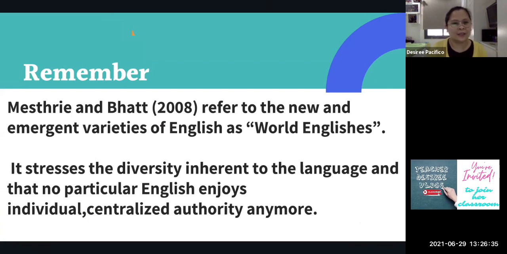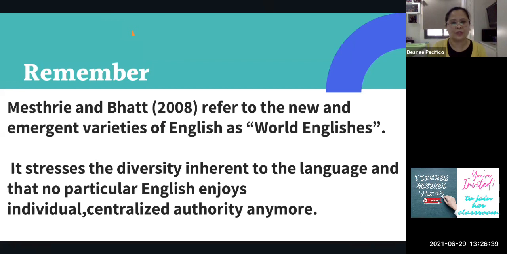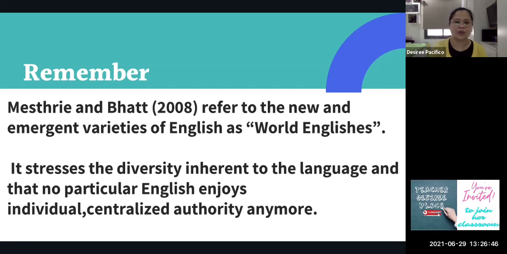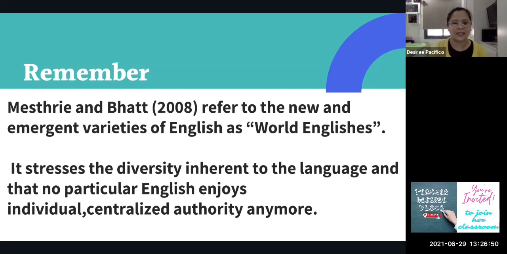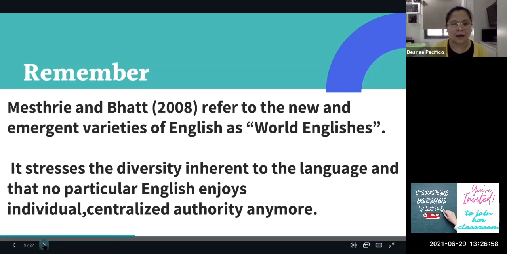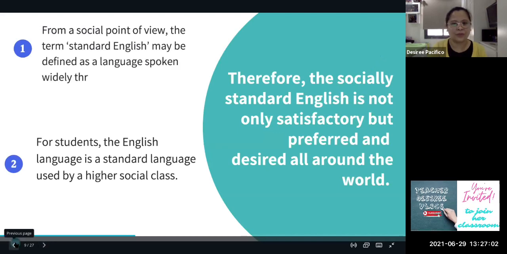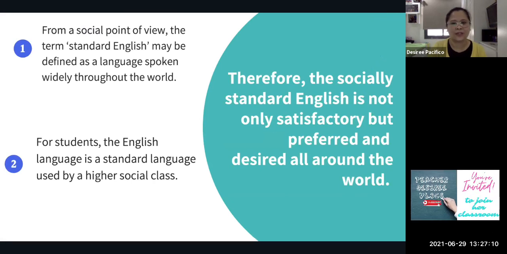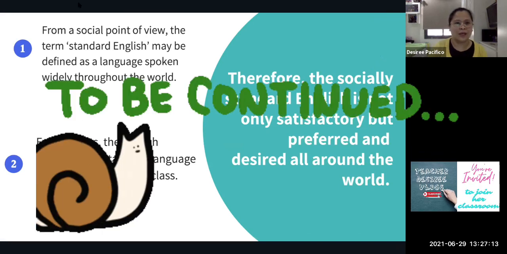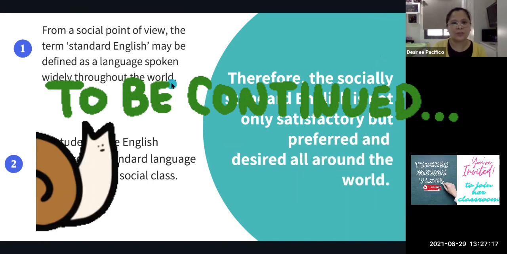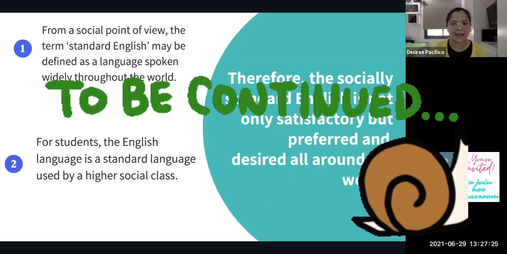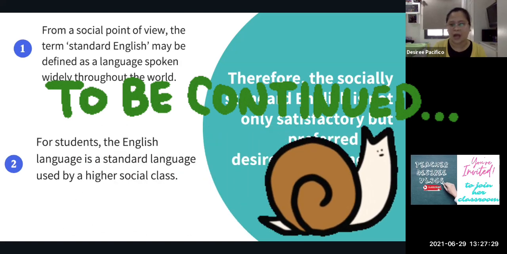In 2008, Mesthrie and Bhatt referred to the new and emergent varieties of English as world Englishes. It stresses the diversity inherent to the language and that no particular English enjoys individual centralized authority anymore, as we discussed in our previous lesson in Unit 3 with Ma'am Marites. Therefore, standard English is not only satisfactory but preferred and desired all around the world. So, from the social point of view, the term standard English may be defined as a language spoken widely throughout the world. But for students in Saudi, the English language is a standard language used by a higher social class.